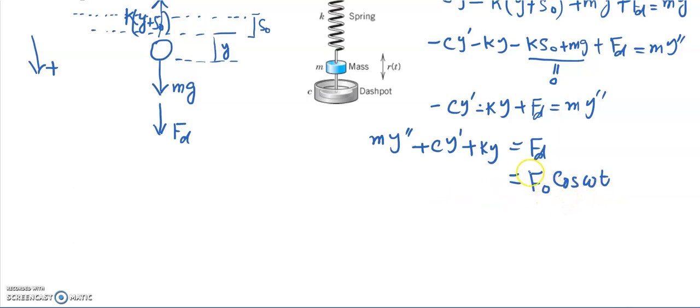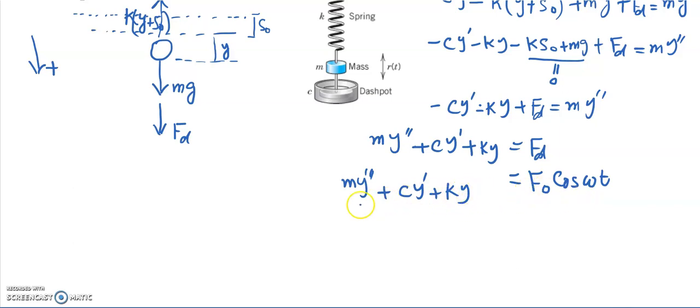Therefore, we take a value of force F naught, which is a constant, and multiply it with the variable cosine function, so that the direction of force can vary. For some values of omega t, the value of cosine will be positive, downward, and for some values of omega t, the value of cosine will be negative, so the force direction will be upward. Therefore, this force will match with the motion of the spring. That's why we take the cosine function. So our equation becomes: my double prime plus cy prime plus ky is equal to F naught cosine of omega t.